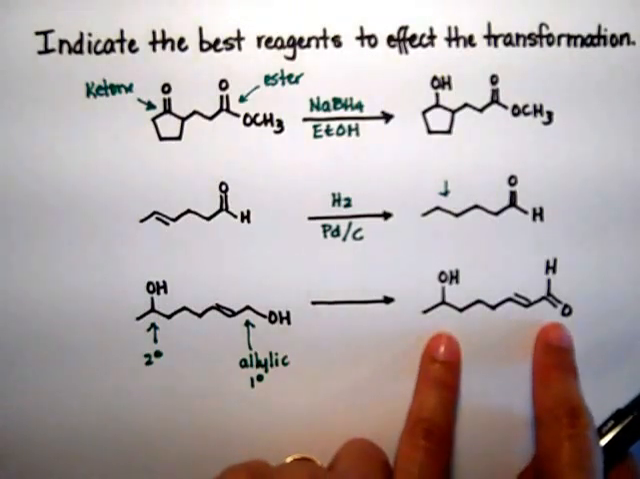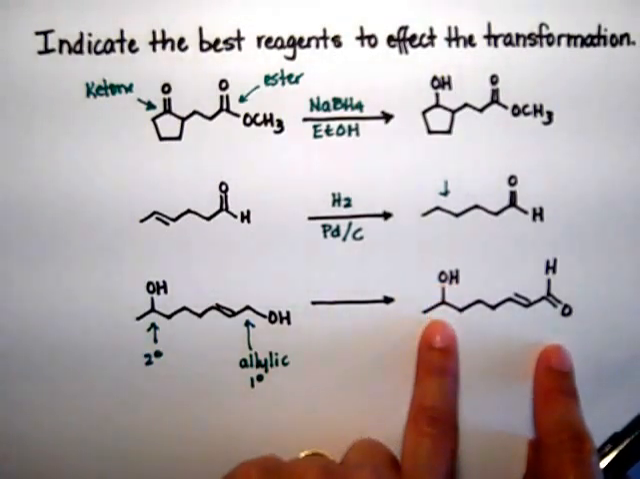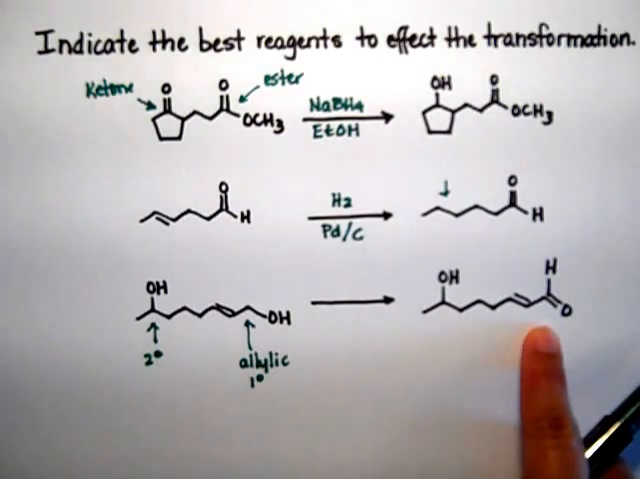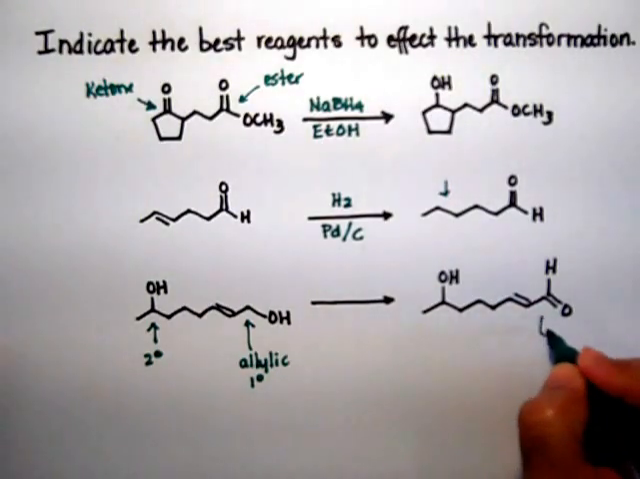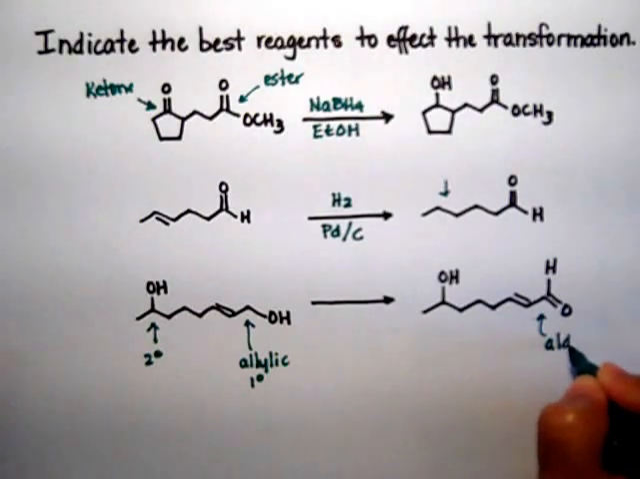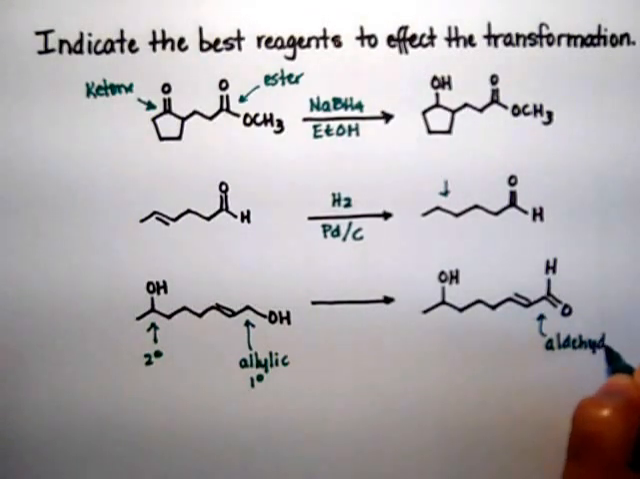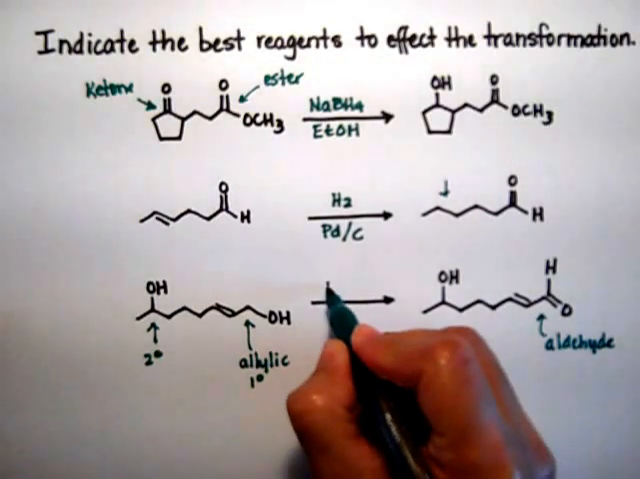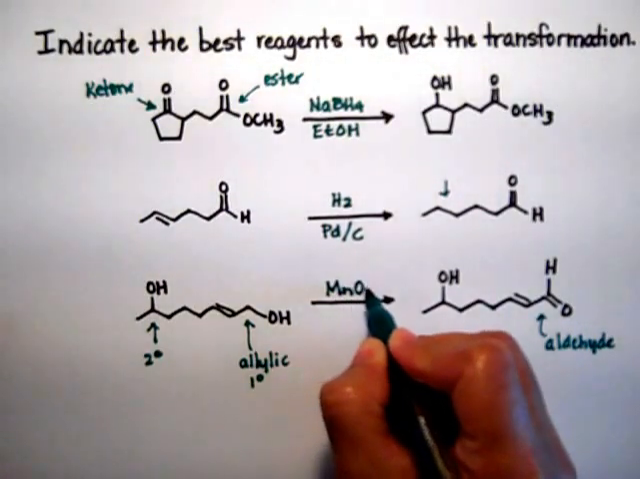If you look at the product, the secondary alcohol did not change, it's still there, but the primary allylic alcohol was oxidized to an aldehyde. There's only one reagent that can do that. There's more, but we have only covered one in class. And the one that we cover is manganese dioxide.